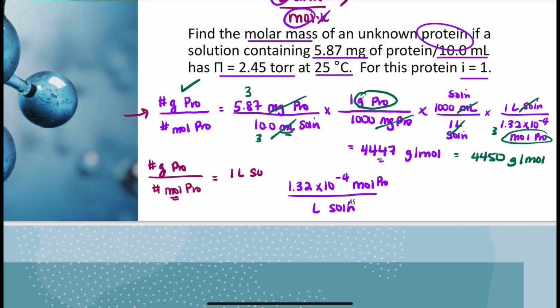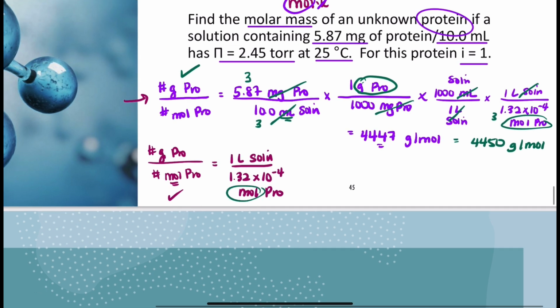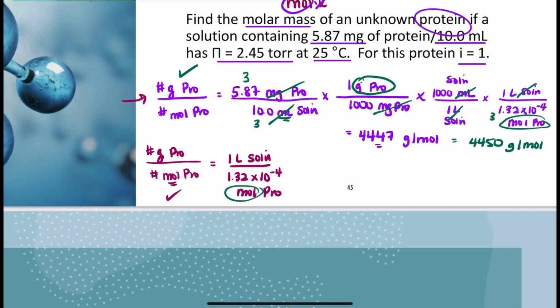I know for every 1 liter of solution, I have 1.32 × 10^-4 moles of protein, because I solved that from the osmotic pressure. So now I've got my moles set, but I need to figure out how to get grams in the numerator. The only other information I have about that solution is this 5.87 milligrams of protein per 10 mils. That should say 10 mils of solution, but it does say a solution containing this, so it kind of hints at it. I'll try to remember to fix that.